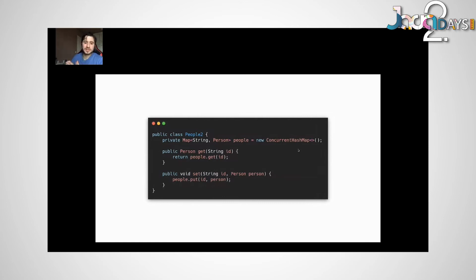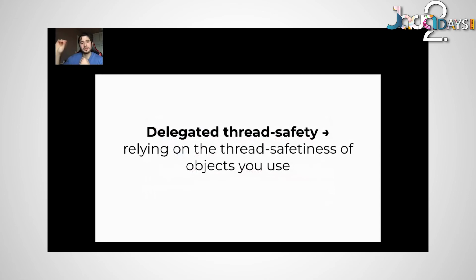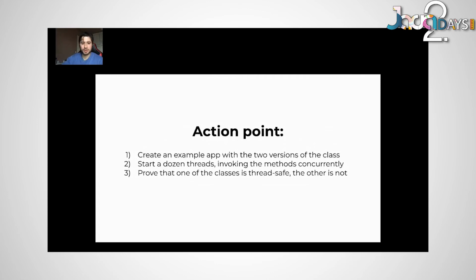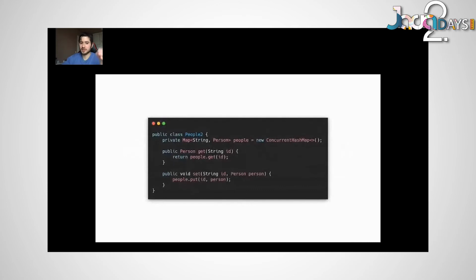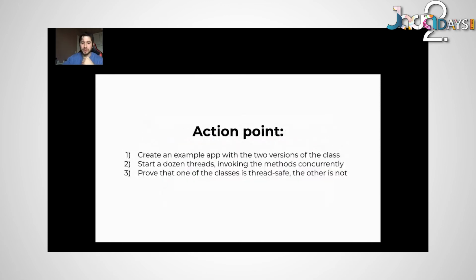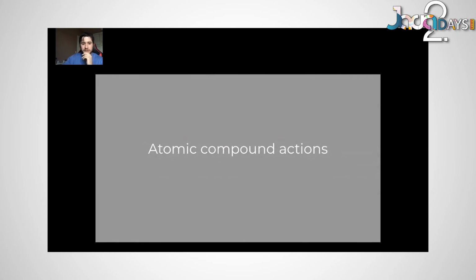So to summarize what delegated thread safety means, it means relying on the thread safety of the objects you already use. That way, you don't have to deal with it yourself. Okay, so again, similarly to the previous action point, I urge you after the talk to get these two classes and verify that this fishy-looking class actually behaves correctly. Try breaking it and try getting incorrect results. Okay, cool. And the next topic is atomic compound actions.